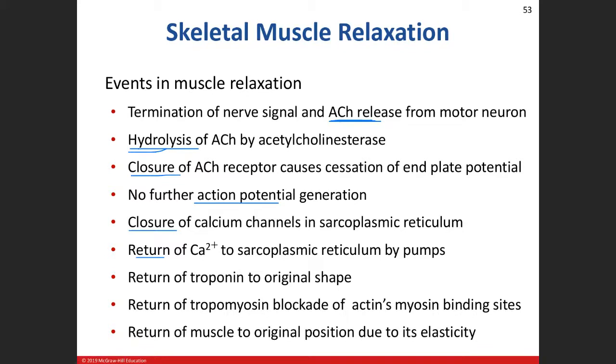Our regulatory proteins, troponin and tropomyosin, slam back over the myosin binding sites on actin. Since we've now blocked the myosin binding sites, myosin cannot cross-bridge with actin, so our muscle then returns back to its original shape, due to elasticity.